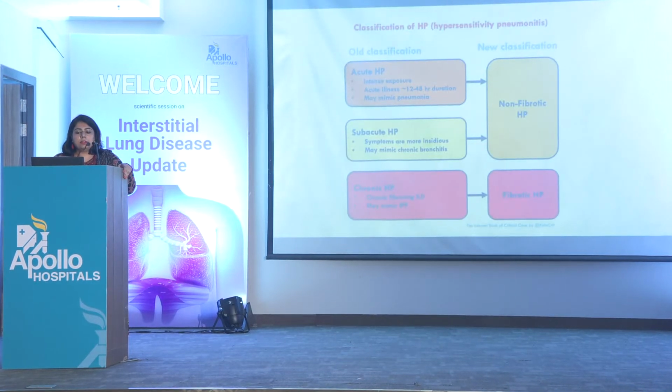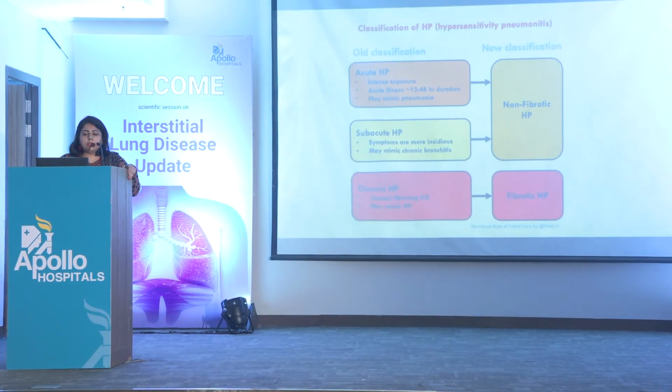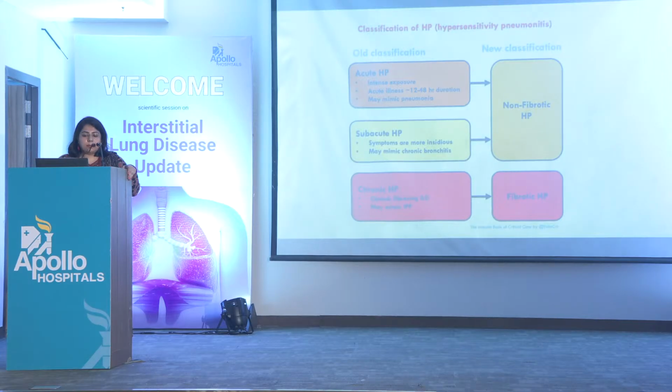So this is the old classification of hypersensitivity pneumonitis. Initially, we used to divide those patients into acute, subacute and chronic HP based on the time duration of the symptoms they had. And the newer classification is non-fibrotic hypersensitivity pneumonitis and fibrotic hypersensitivity pneumonitis.